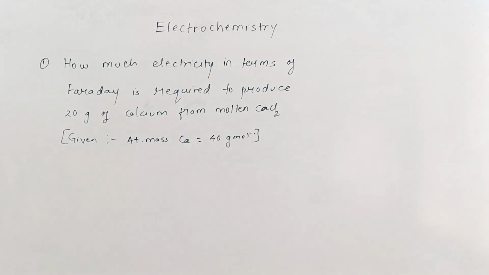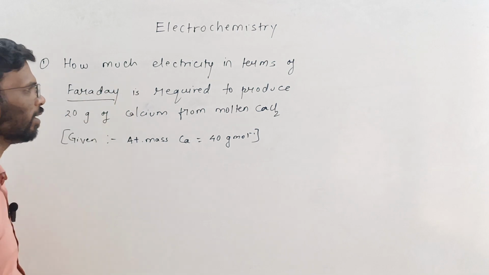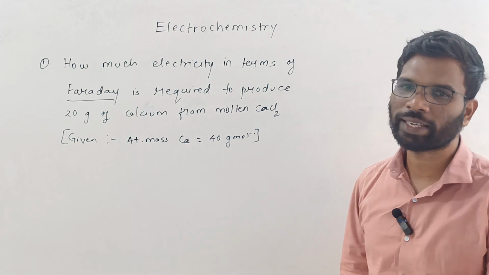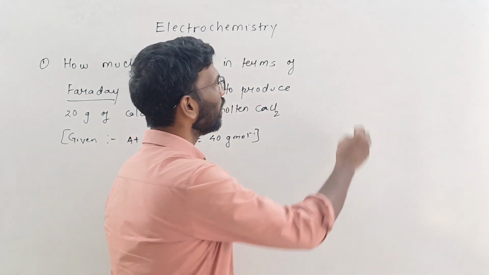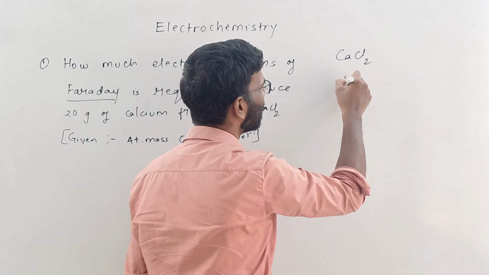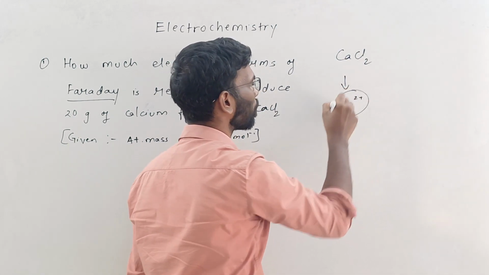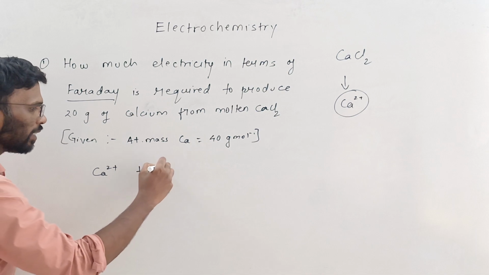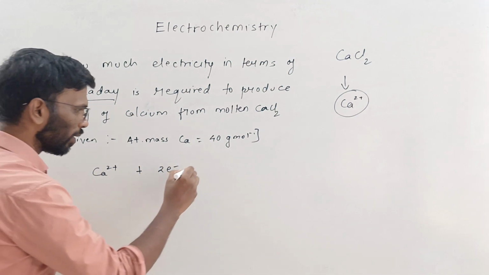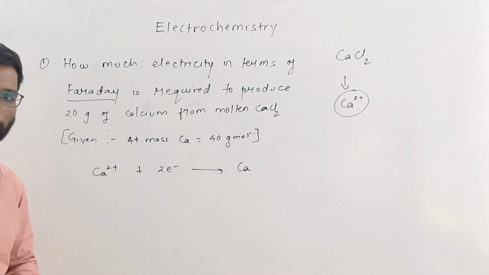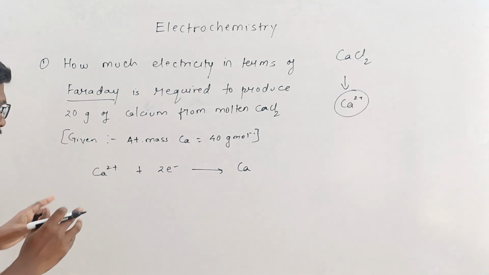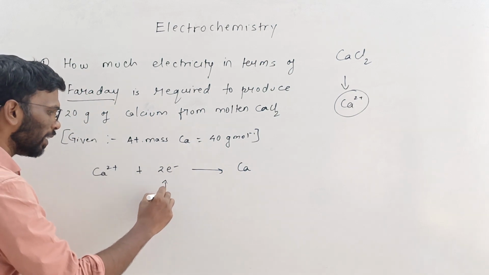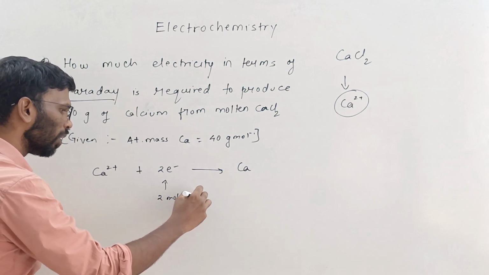Here is the question. How much electricity in terms of farad is required to produce 20 gram of calcium from molten calcium chloride? Now in molten calcium chloride, calcium is existing as what? Calcium 2 plus. Right. Now here calcium 2 plus will accept 2 electrons, and this is how the reduction process would be done. Now this is a standard equation which we know. So over here, if you see, this represents 2 moles of electrons.